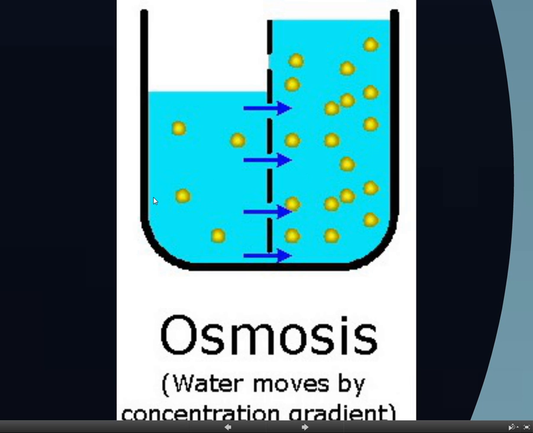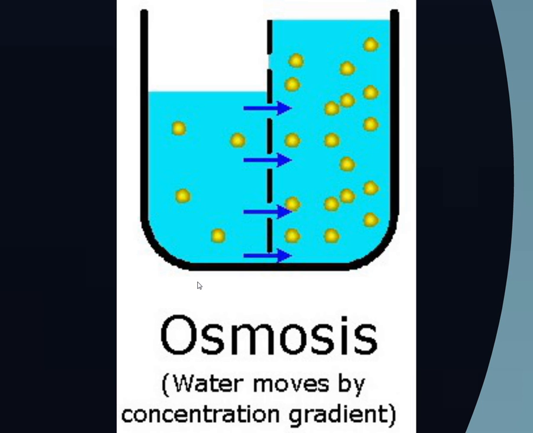So we've got a higher water potential on this side, or a higher concentration of water, and a lower water potential on this side, or a lower concentration of water. So really, those values, we use that symbol, the little psi symbol.